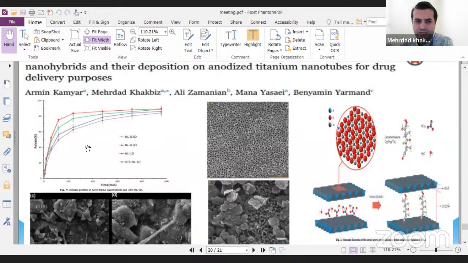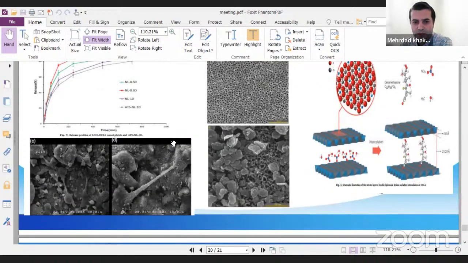and we compared the release behavior of these nanoparticles on the surface, and we saw that by adding these nanoparticles on the surface of the titanium, we can control the release behavior of the drug on the surface.